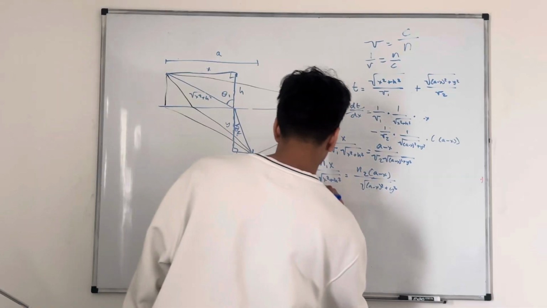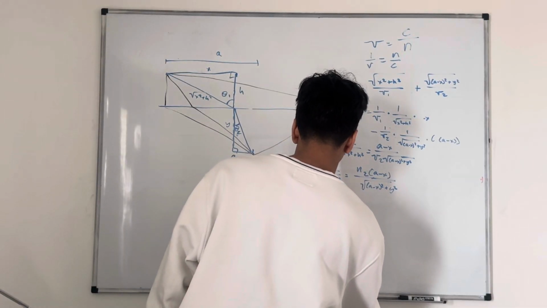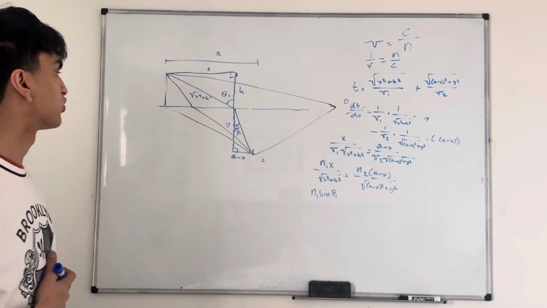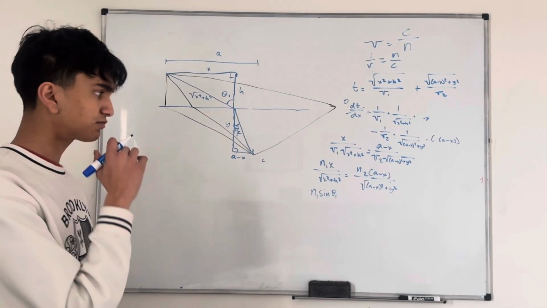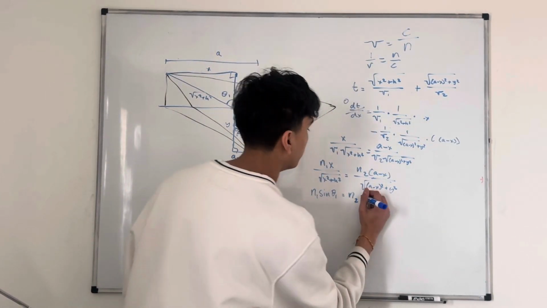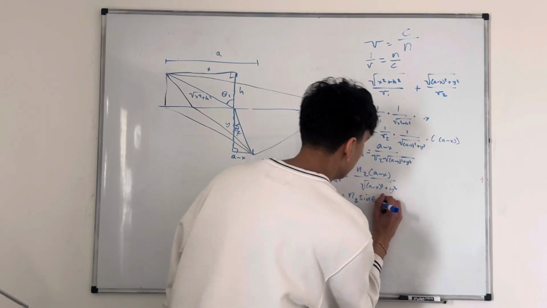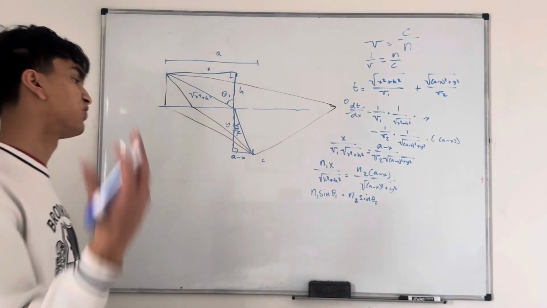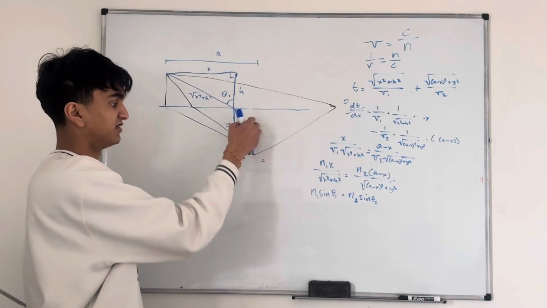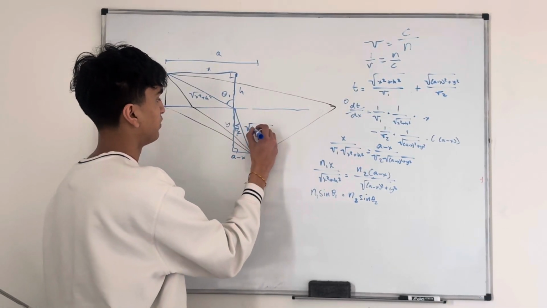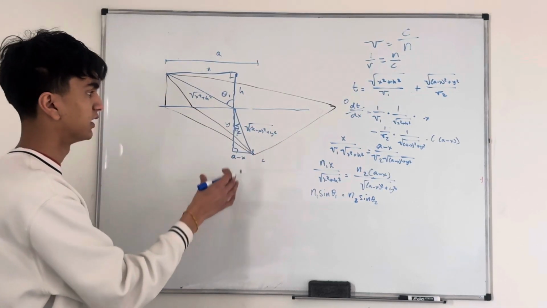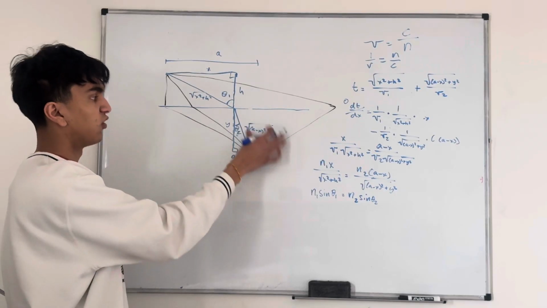So n1 times sine theta 1. We can replace this whole x over square root x squared plus h squared with sine theta 1. And similarly, you can probably see now, you can do the same thing with the fraction on this side, right? The a minus x over square root a minus x squared plus y squared. That's just sine theta 2. Because this distance right here is the square root of a minus x squared plus y squared. So this ends up being sine theta 2, the a minus x over the distance.